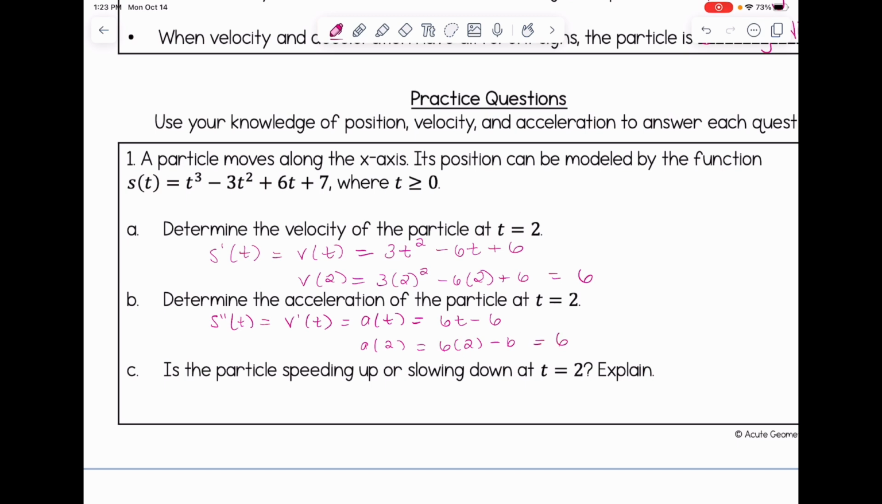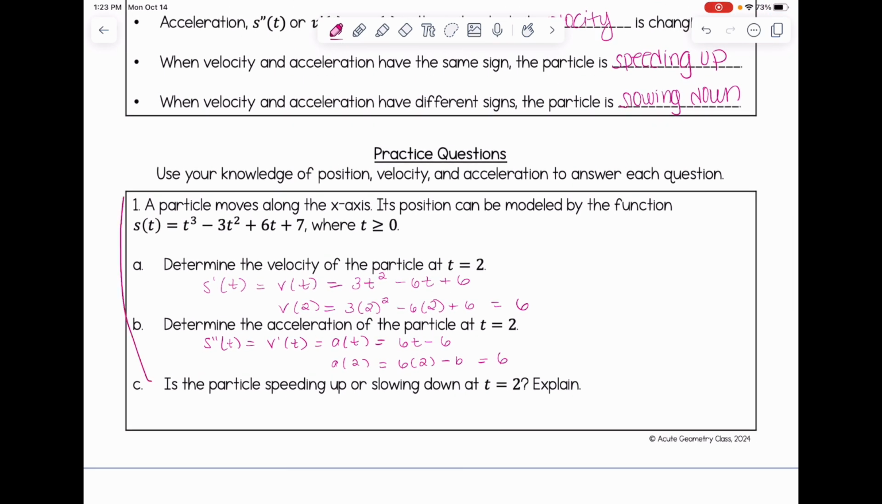For part C, we want to know, is the particle speeding up or slowing down at t equals 2, and explain. That goes back to our notes up here. If velocity and acceleration have the same sign, we say speeding up. If they have different signs, we say slowing down. In this case, they are both positive, and they both happen to be 6 as well. So they have the same sign and therefore the particle is speeding up. I will write: the particle is speeding up since velocity and acceleration have the same sign.